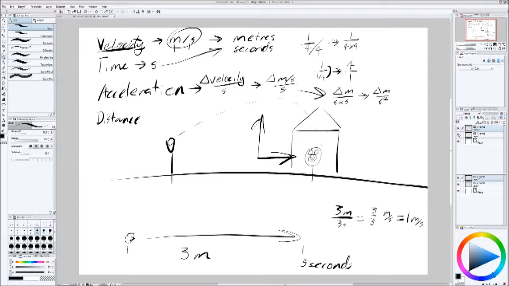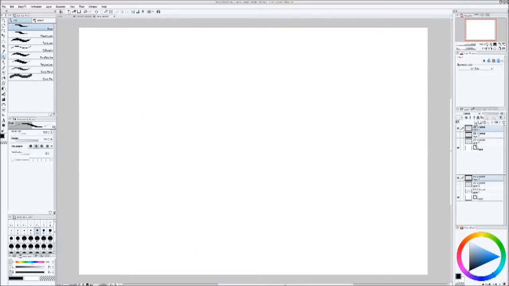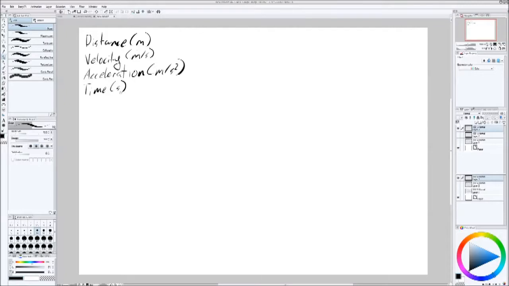So let's get rid of all this stuff so we can clear it off. There we are, and we'll keep these up here. Distance, which is in meters, velocity, which is meters per second, acceleration, which is meters per second squared, and then time, which is seconds.